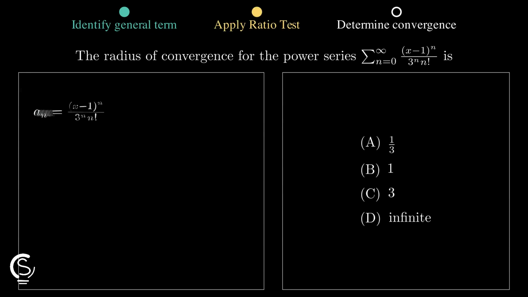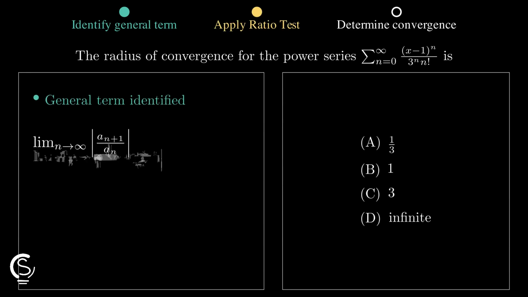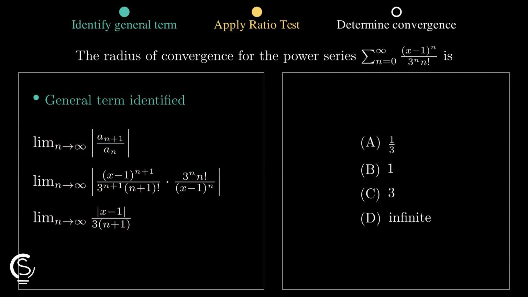Next, we apply the ratio test. We look at the absolute value of the ratio of consecutive terms. As n approaches infinity, the factorial in the denominator dominates the entire expression.